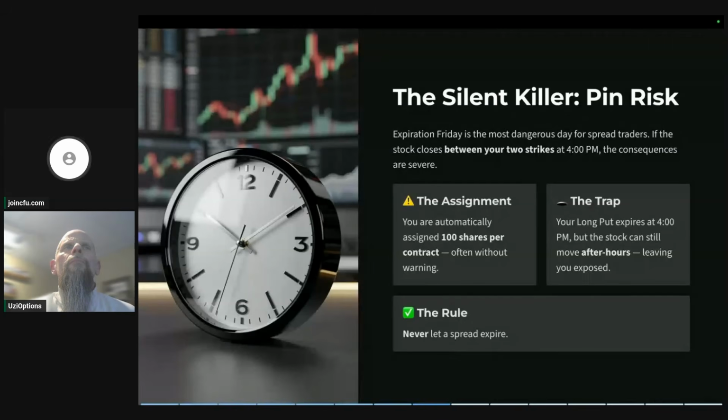There is a documented case of this happening to somebody who was trading Tesla. Basically, how it worked is before the close, he had an open put credit spread, and heading into the close, Tesla was trading at about 405, and his put credit spread was 400 over 395.